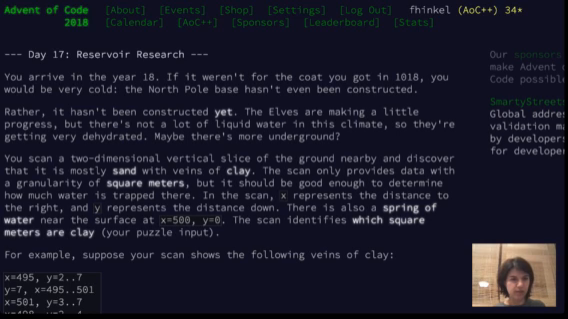The scan only provides data with a granularity of square meters, but it should be good enough to determine how much water is trapped there. In the scan, X represents the distance to the right and Y represents the distance down. There's also a spring of water near the surface at X equals 500, Y equals 0. Okay, so there's a spring at 500 in the top row.